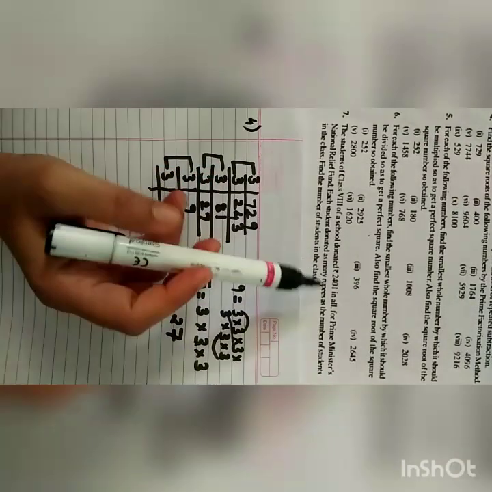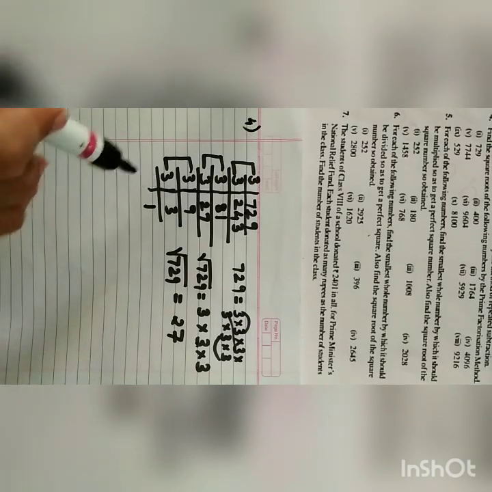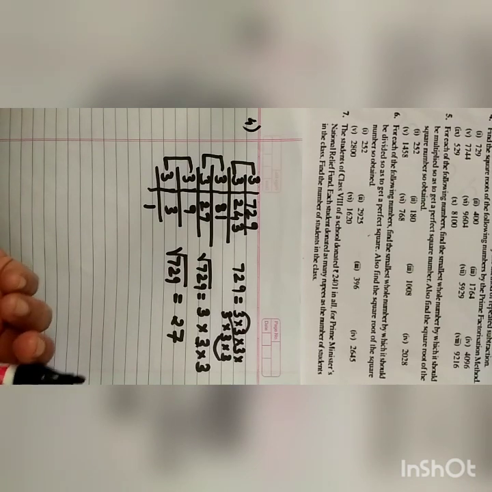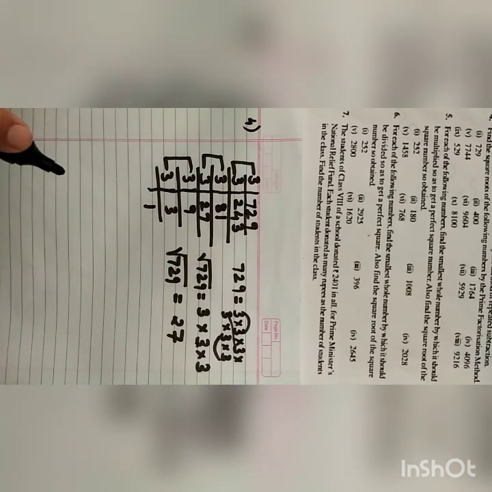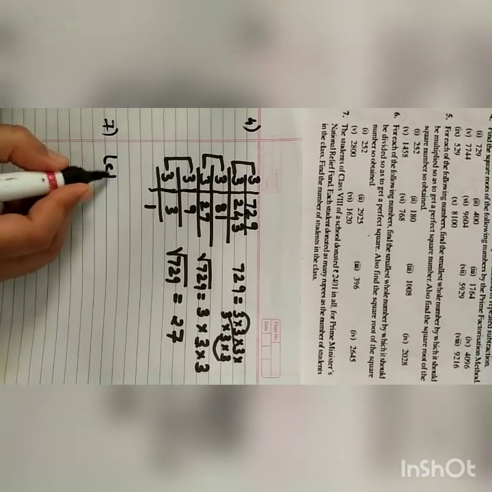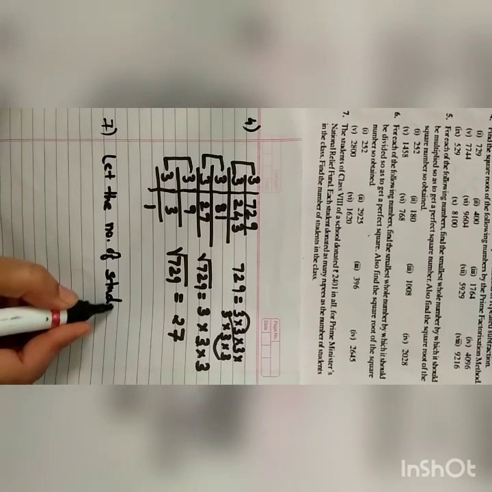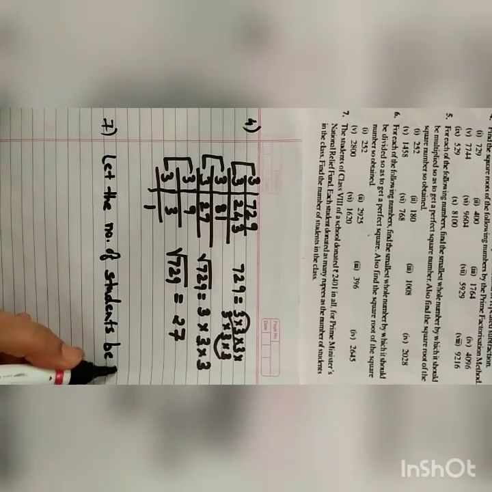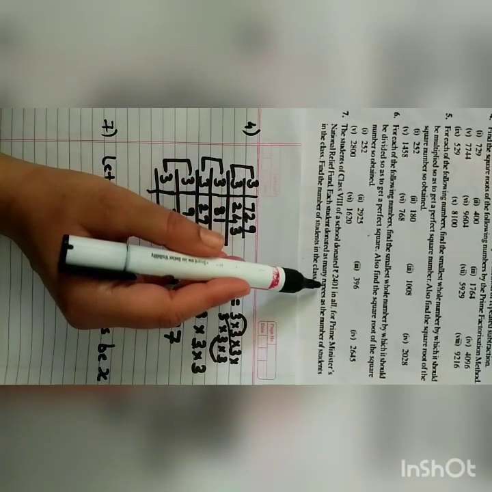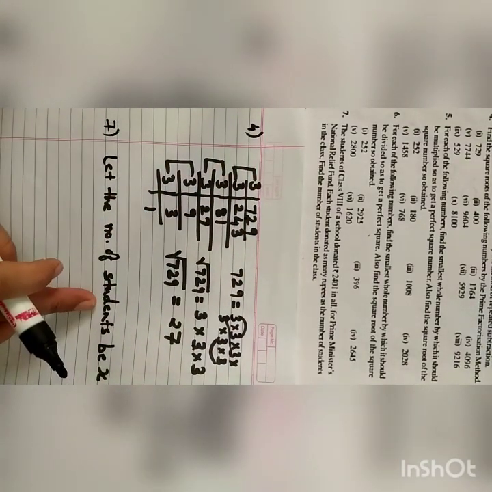What is given? Whatever the number of students, that much money they are donating. If suppose there are 10 students, each student will donate 10 rupees. If suppose 20 students, then each student will donate 20 rupees. But here we don't know the number of students, so let the number of students be x. Okay. Secondly, what is given? Each student donates as many rupees as the number of students in the class. It means the rupees is the same as the number of students.